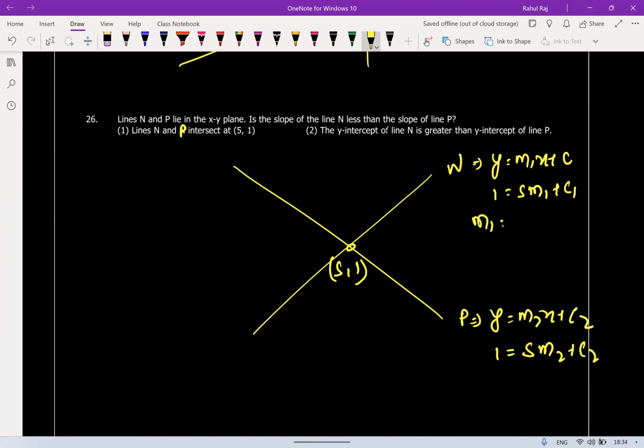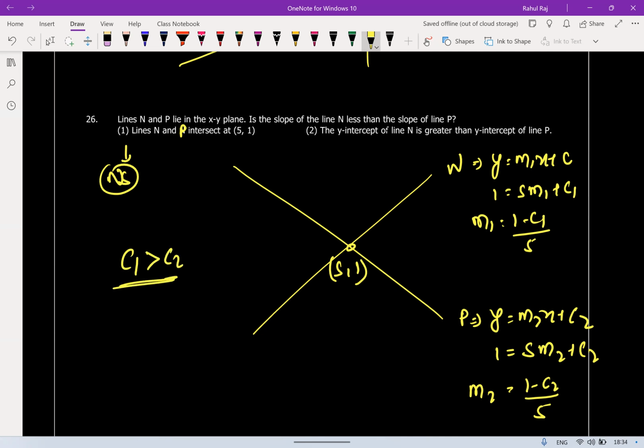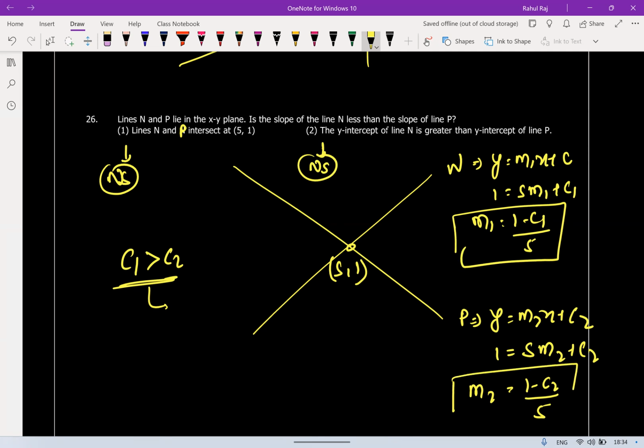So m1 is nothing but 1 minus c1 by 5, and m2 is nothing but 1 minus c2 by 5. So these are the m1 and m2 values, but I can't say which is greater and which is lesser, so not sufficient. Option number 2 says the y-intercept of N is greater than that of P, that is, c1 is greater than c2. But just by knowing c1 is greater than c2, how can I say m1 is less than m2? So not sufficient again. But when you combine, m1 is equal to 1 minus c1 by 5, m2 is equal to 1 minus c2 by 5. The difference lies only in c1 and c2. If c1 is greater than c2, m1 has to be less than m2.